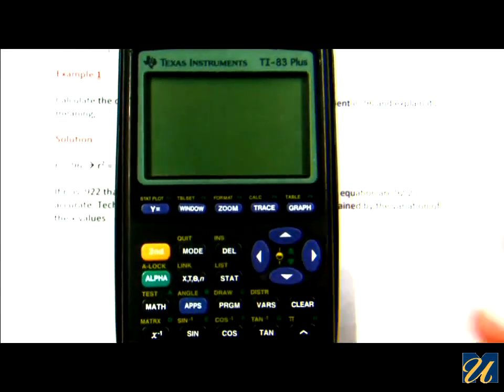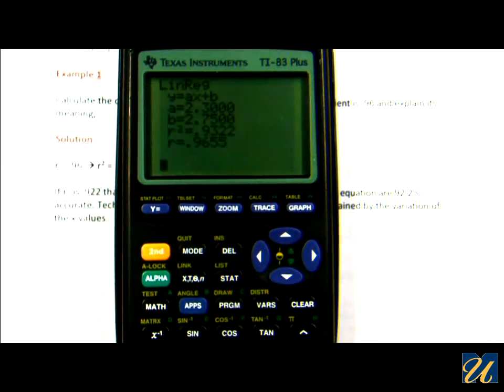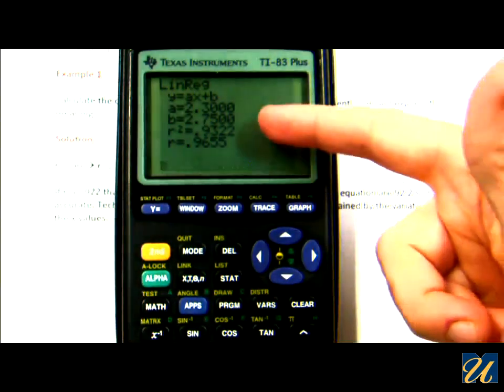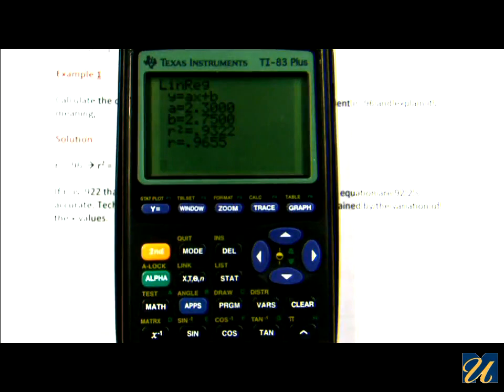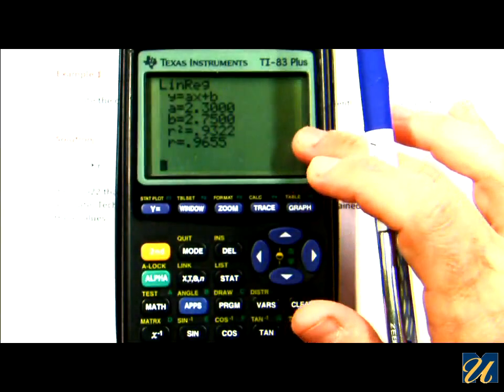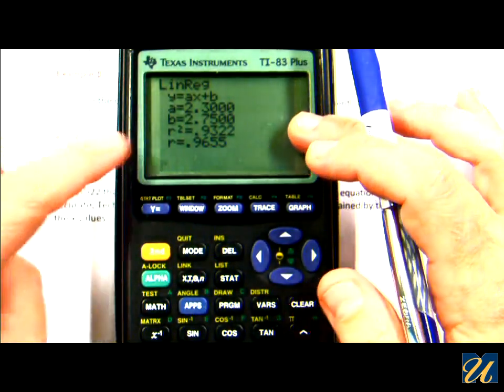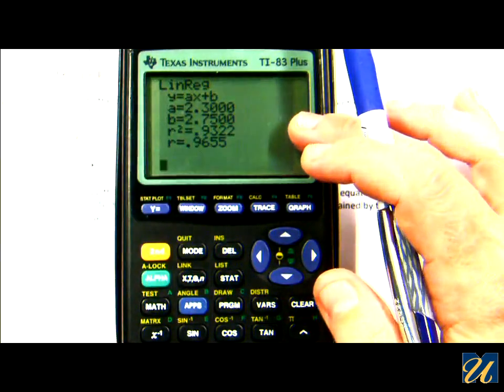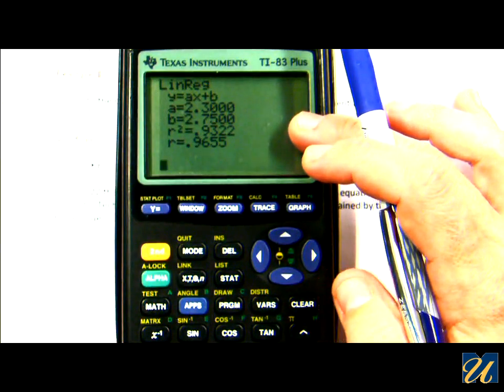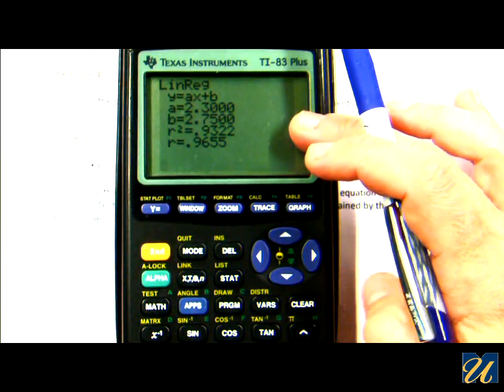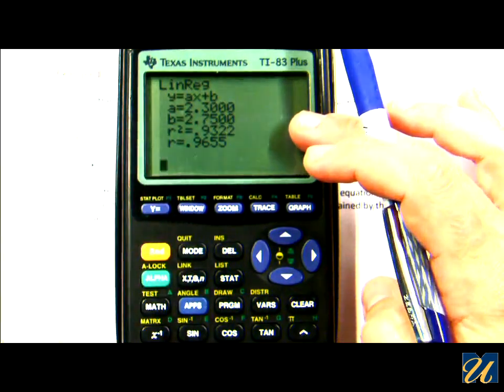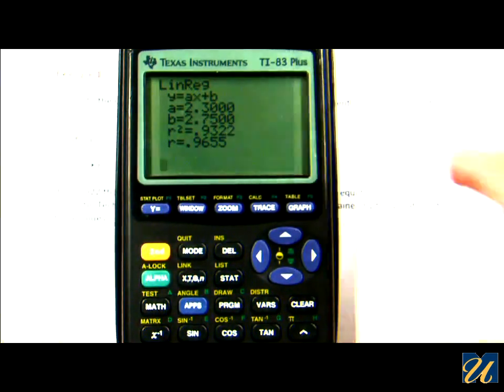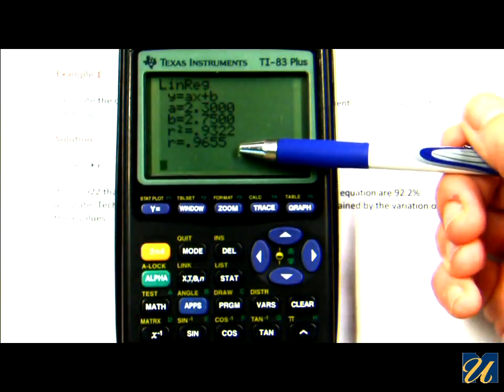Now, if you were to use your graphing calculator, just like we mentioned before, once again, you go stat calc number 4. This is the screen that you have here. Let me just make sure that you can see it. And r squared will be, in this case, 0.9322. But this is where you would find your r squared as well. Or if you were given r, all you have to do is simply square it.